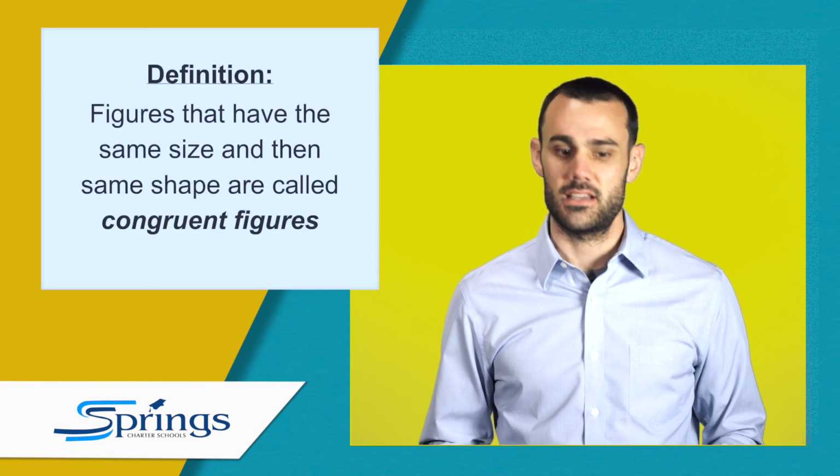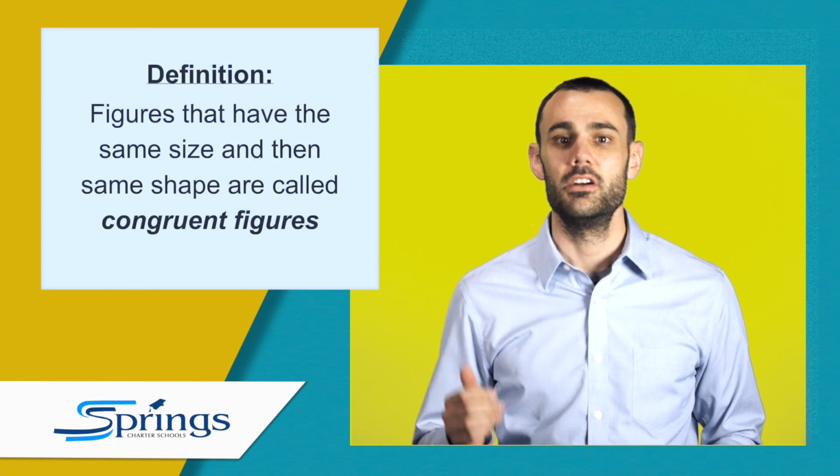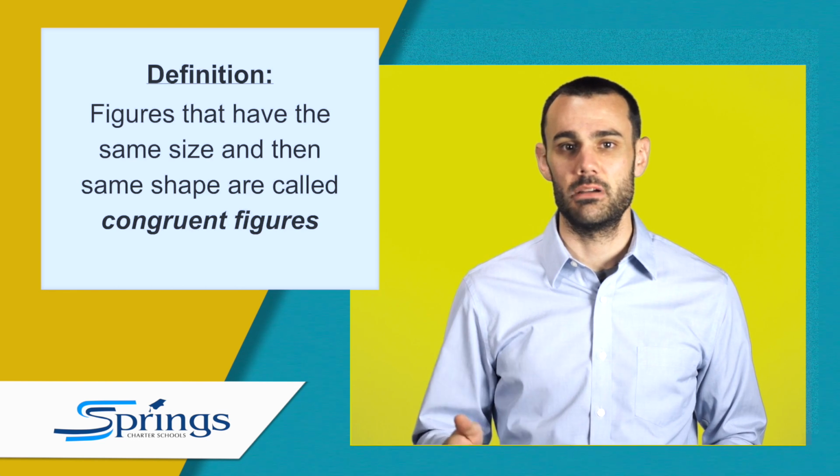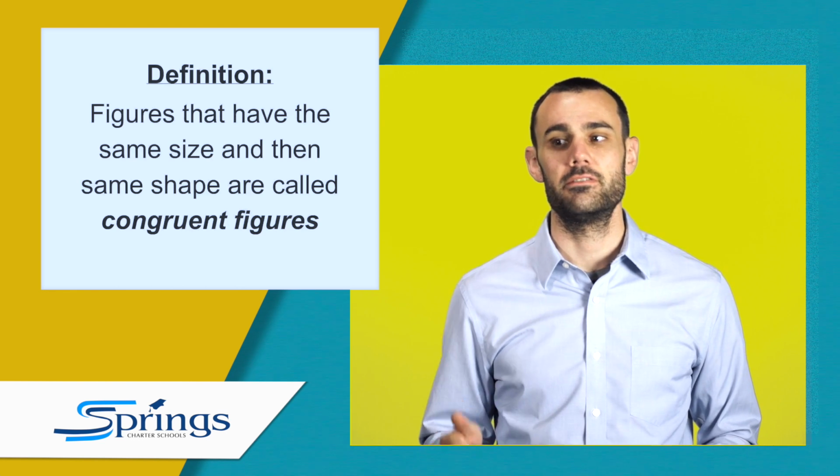Let's start with our basic definition. Congruent figures are figures that have the same size and the same shape. Okay, so same size, same shape. That's a really basic, easy slogan for you to remember when thinking about two-dimensional congruent figures.